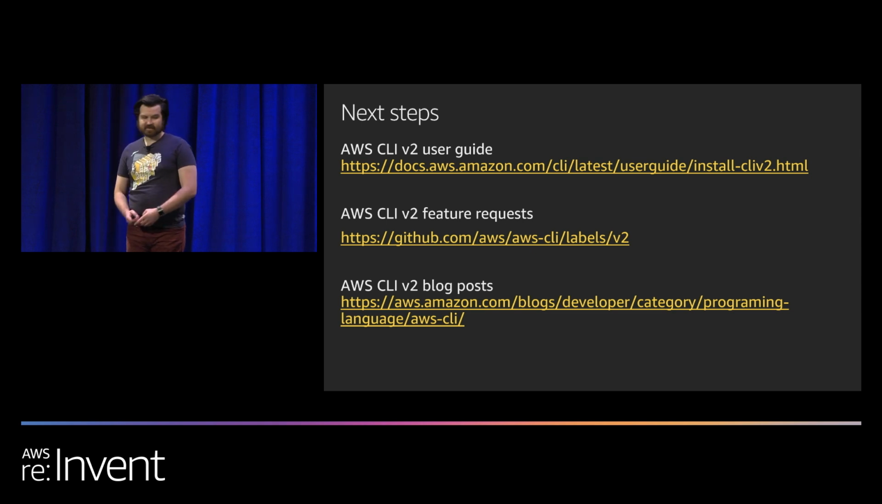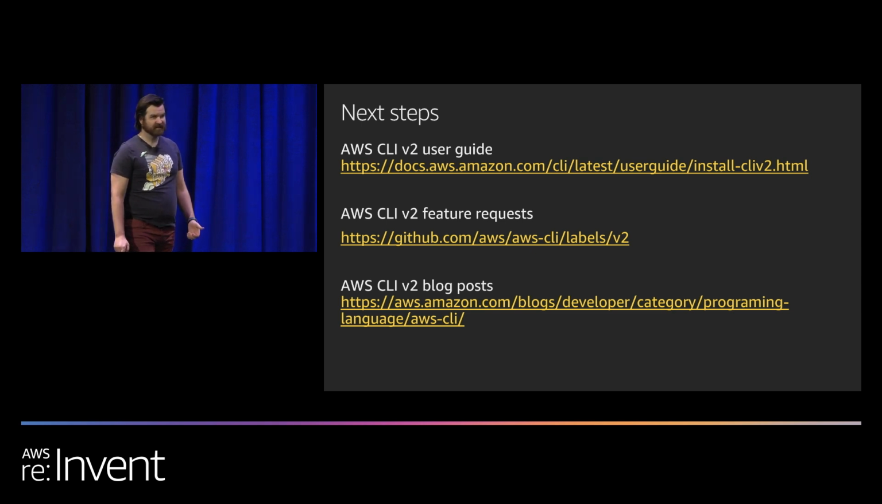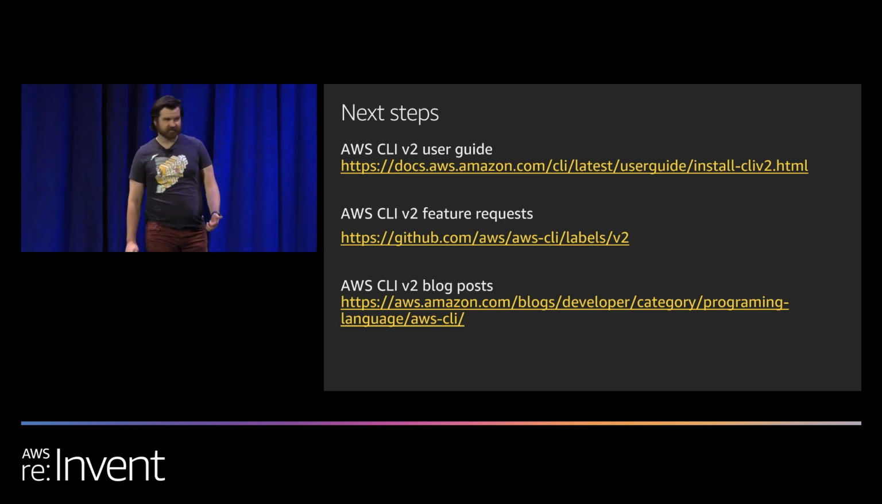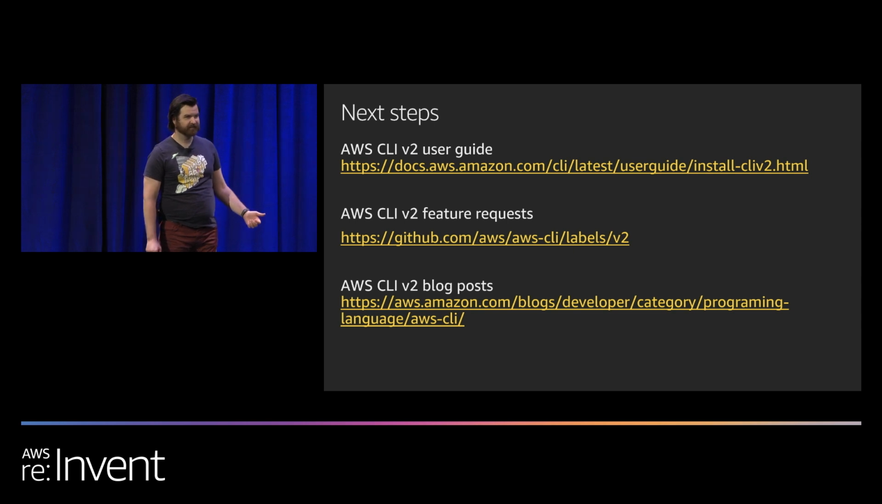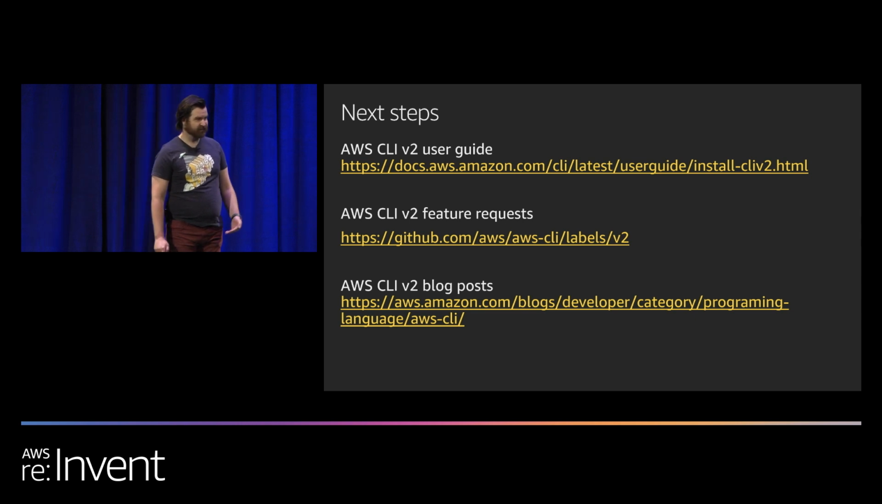So here are a few links that I would recommend checking out after this talk. The first one is to the v2 user guide. This will have instructions on how to download and install the CLI v2. It'll have a list of all the new features we've added for v2, along with the migration guide. So this will list all the backwards incompatible changes we've made, and then give you options in terms of how to mitigate it if you're trying to migrate from v1 to v2.